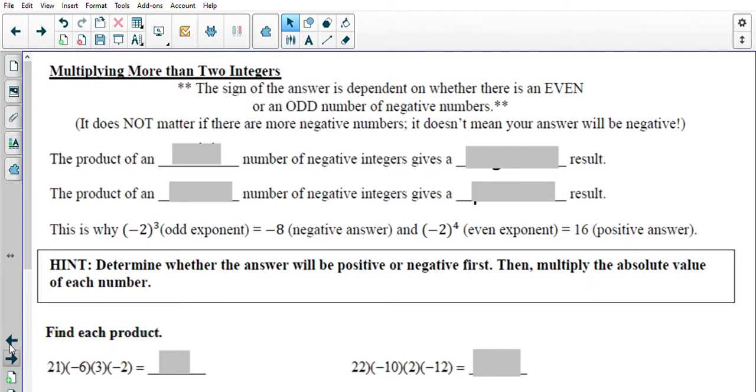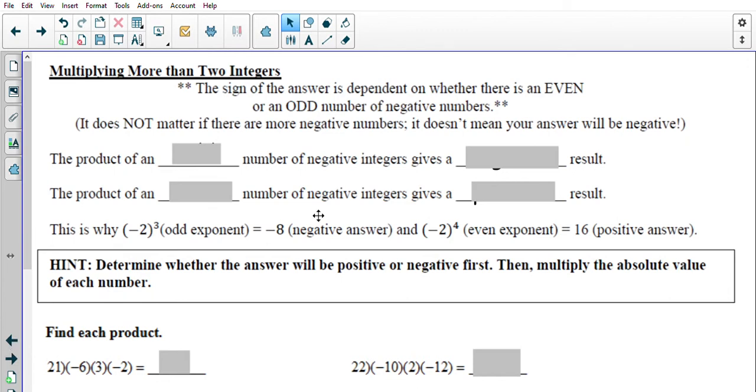All right, so let's talk about when we multiply more than 2 integers. We won't ask you to divide 3 or 4 or 5 integers, but we may be asking you to multiply 3 or 4 or 5 positive and negative numbers. So the sign of your answer will be dependent on whether there is an even or an odd number of negative numbers. I'm not saying if you have more negative numbers or less negative numbers. It's dependent on whether the number of negative numbers is even or odd.